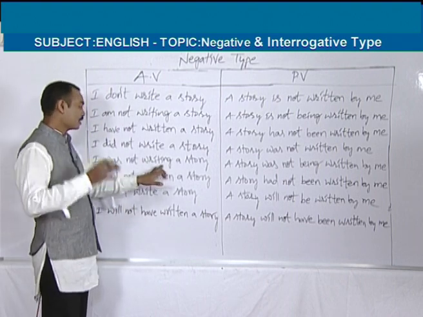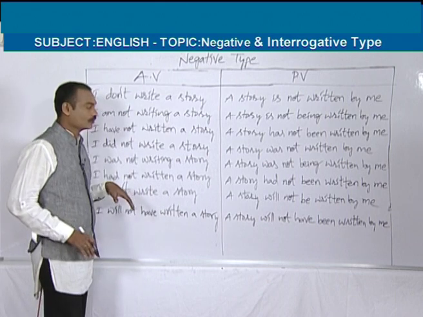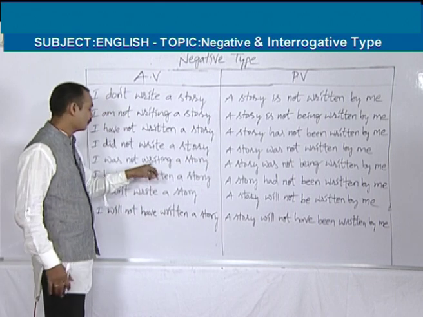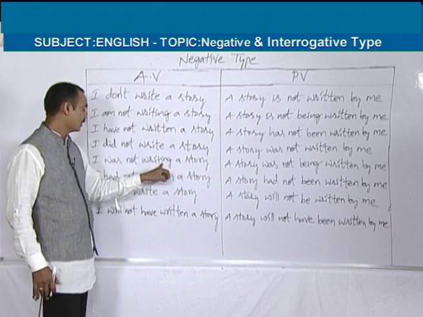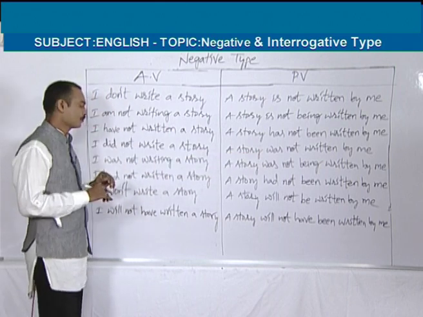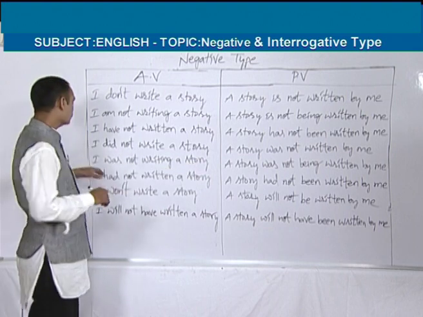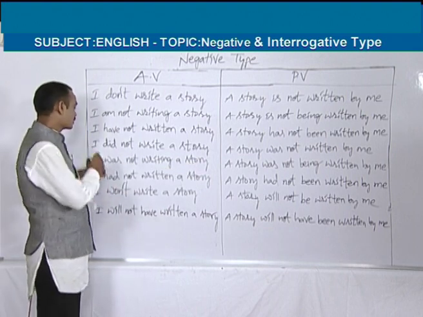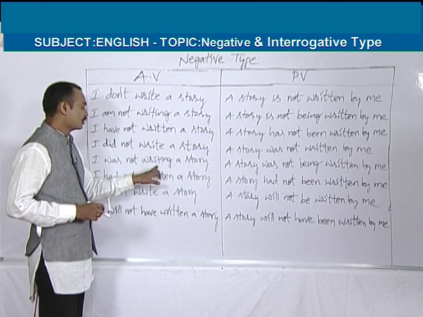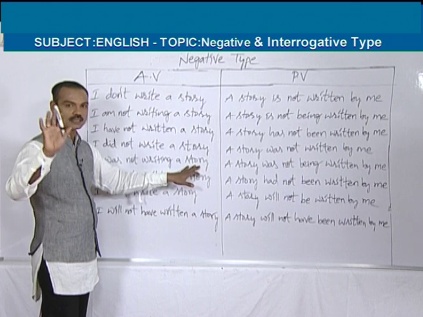See, I was not writing a story. A story was not being written by me. Why did we use being? Whenever we use the ing form in the active voice, being should be used in the passive voice. Next, for example, let us take a plural object. Sanjay was reading books.